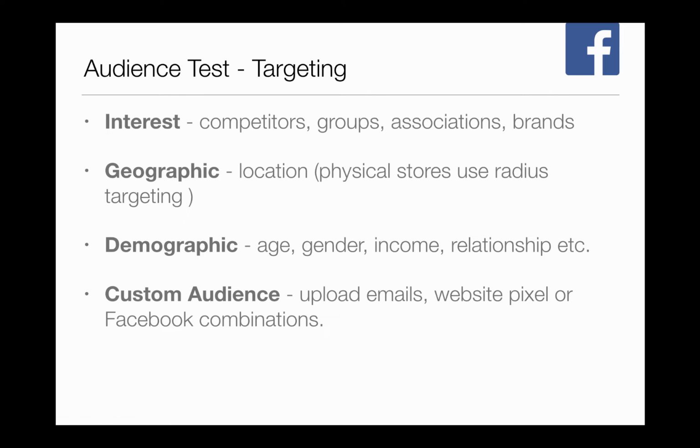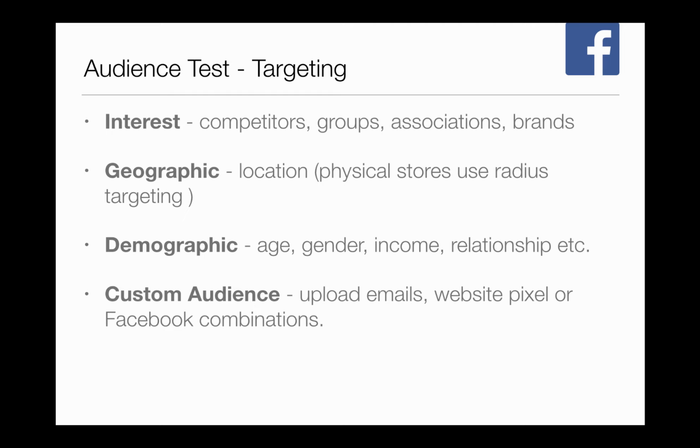So Facebook has some pretty basic stuff, or very advanced stuff as well, but you're going to want to start pretty basic. Start off targeting with your interests. So if there's competitors in your space, target people who are already following your competitors' pages. Find groups and associations, see if they've got Facebook pages, target those. Also larger brands. So for example, if people shop at certain brands, they're not necessarily competitors, but the people you're trying to find shop at these places, target them as well.